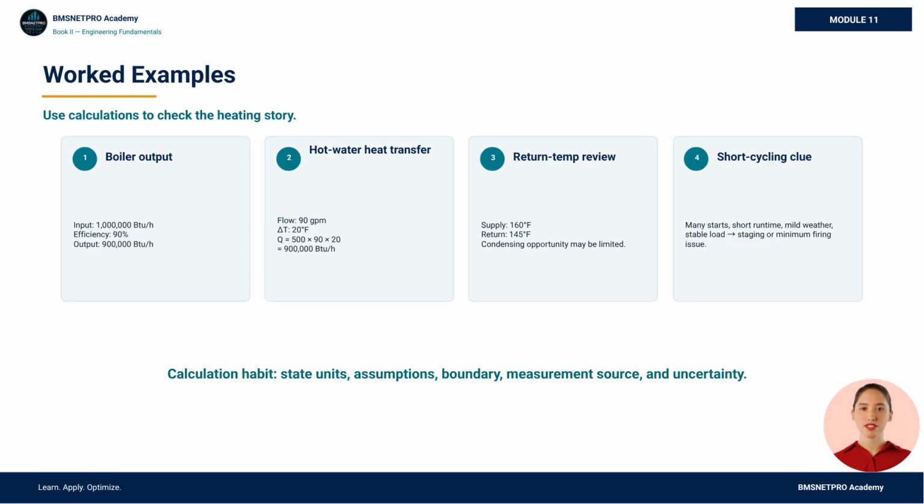Calculations should support field judgment. If a boiler receives 1 million BTU per hour of fuel input and operates at 90% efficiency, the useful heat output is about 900,000 BTU per hour. If the water side shows 90 gallons per minute and a 20-degree temperature drop, the familiar HVAC approximation also gives about 900,000 BTU per hour. When two independent checks agree, confidence improves. When they do not, investigate units, flow measurement, sensor calibration, operating state, and system boundary before making changes.